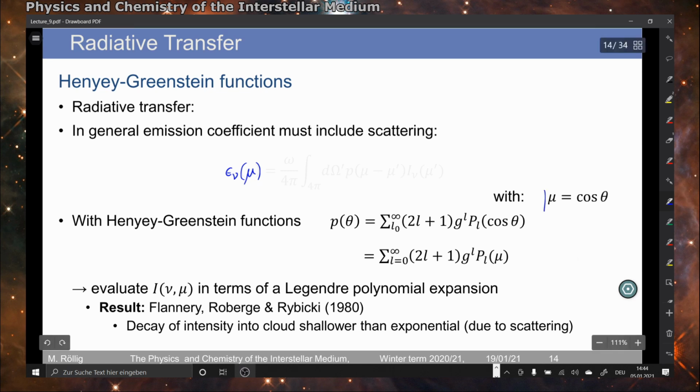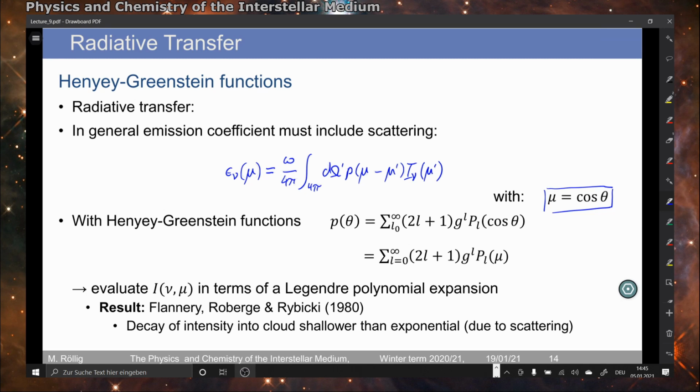where we now implement the cosine theta as mu. So we have a directionally dependent emission coefficient, which is the albedo over 4 pi. And then we integrate over all directions, so over the full solid angle omega prime. We have here the phase function of mu minus mu prime. So this is integrating over all scattering angles using the phase function from the previous slide.